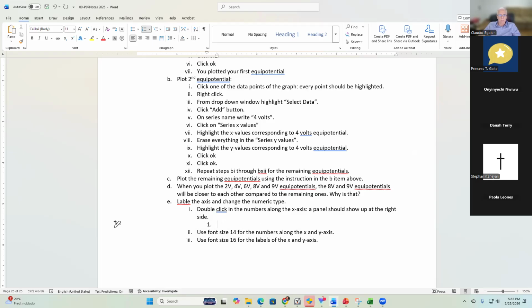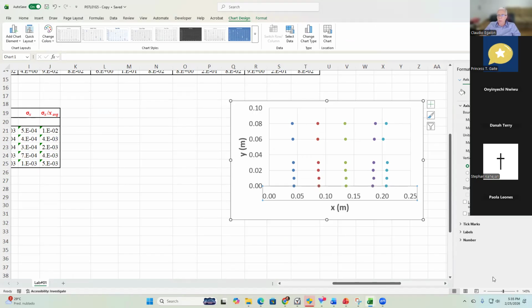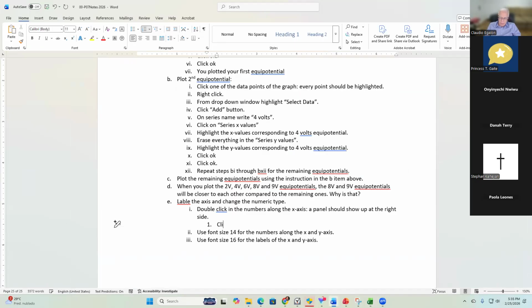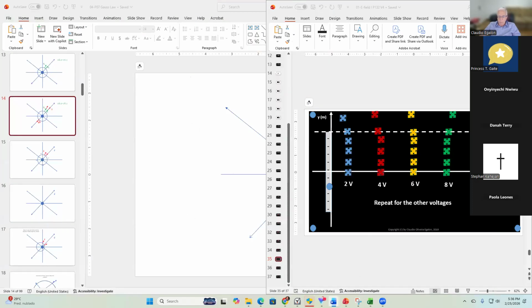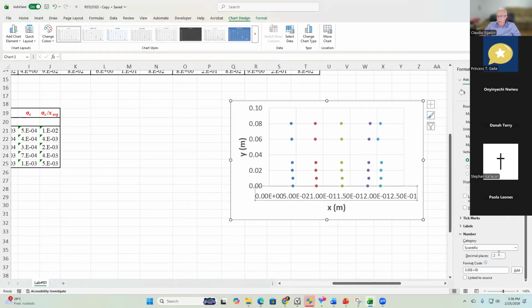Okay. Here you go. Let's go back there. Double click, the panel shows up, right? The first thing that you're going to do is go to number. Click number at the bottom of the panel. Okay. Oops. Going back there. Click number and make sure, it should be showing scientific notation here, right?